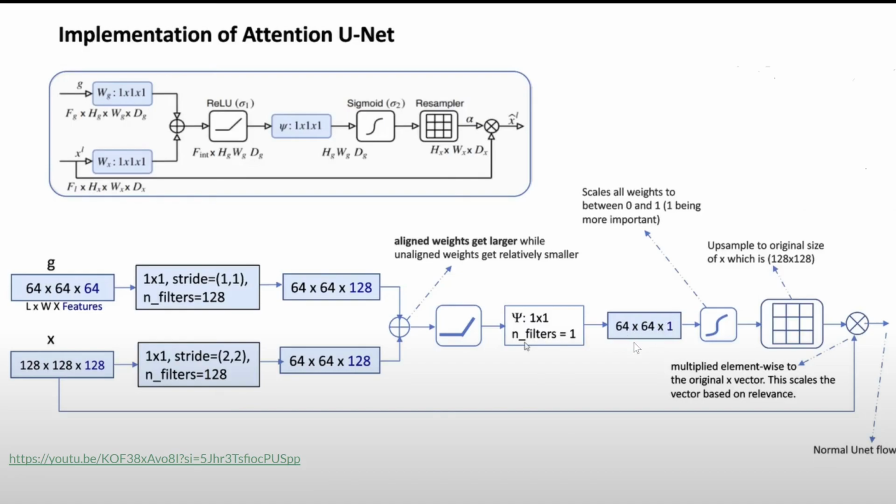If our image is 64 by 64 pixels, then we have a weight for all the pixels. After that, the weights can be more than 1, so with the help of the sigmoid function, we normalize our weights between 0 and 1. After that, we do the upsampling, and then we multiply our actual image with the weights coming from this correction, and we get the actual layer. After that, we get the normal U-Net flow, and that's the actual part of the attention unit.